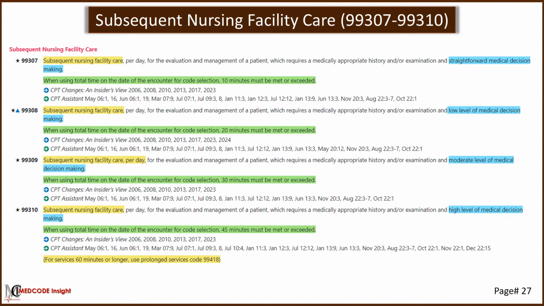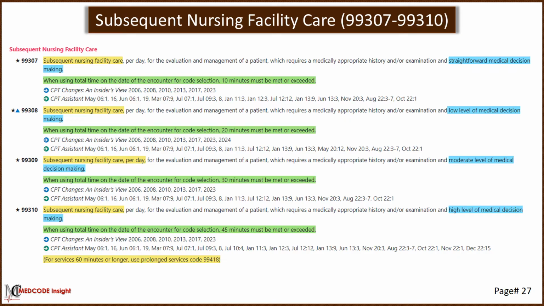The code range 99307 to 99310 is used to report subsequent nursing facility care. Code selection is based on either MDM or time. Code 99307 is used for subsequent nursing facility care per day for the evaluation and management of a patient, which requires a medically appropriate history and/or examination and straightforward medical decision making.